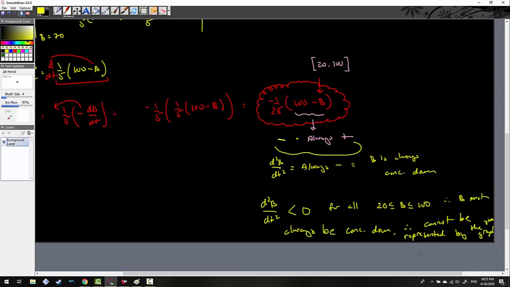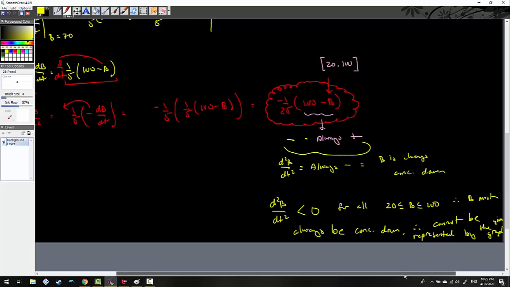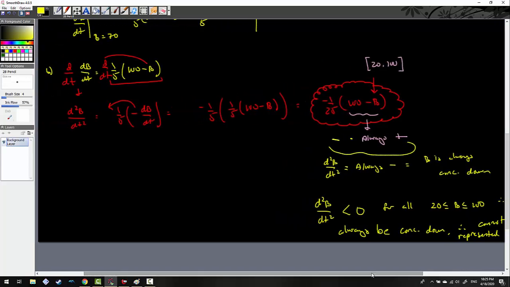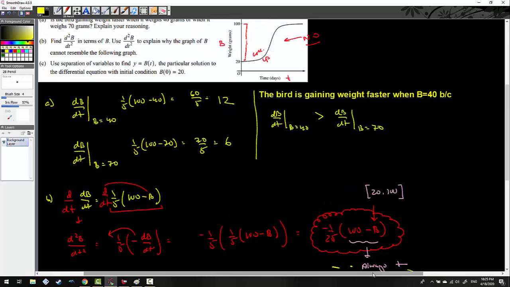And I apologize, I ran out of space there just barely, but again, let me just reread this. It says d squared B over dt squared must be less than 0 for all B in between 20 and 100. Therefore, B must always be concave down. Therefore, cannot be represented by the given graph. So I apologize for running out of space. If you need to, go and just rewind that and hear me say it 500 or 700 more times. I apologize again.